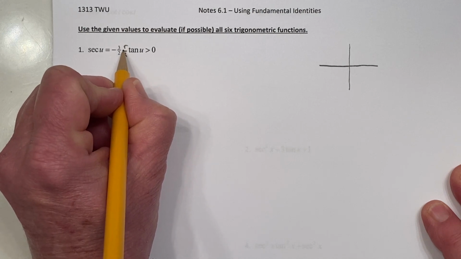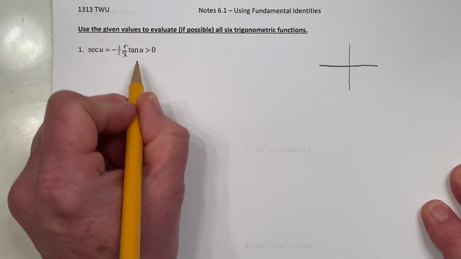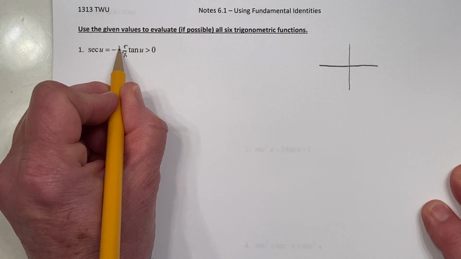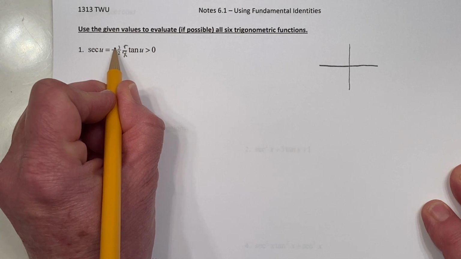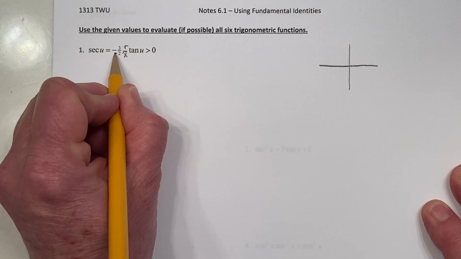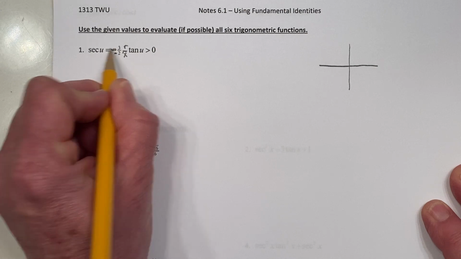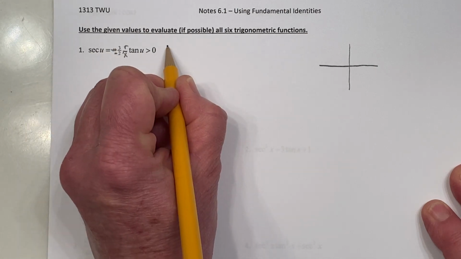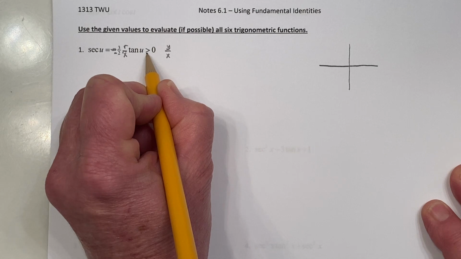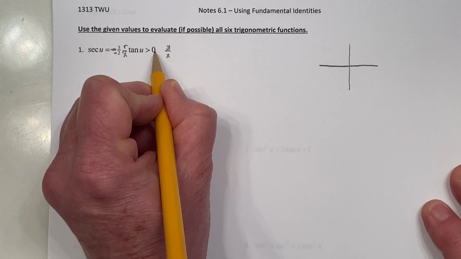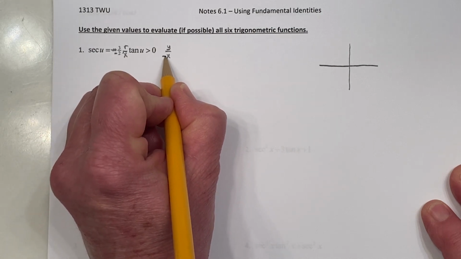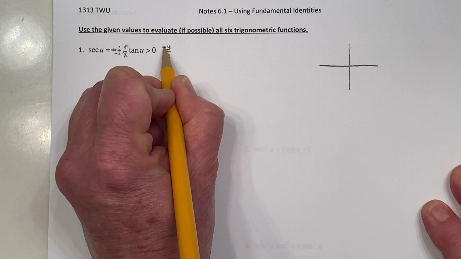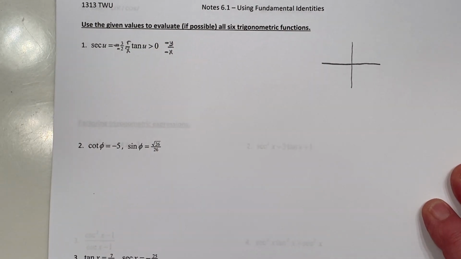Now r is the radius. It's the distance from the origin outward to the point, so we want to make sure that r value is always positive. When you look at this fraction and it's negative, the 3 is not the negative. It's going to have to be that the 2 down here, the x value, is the negative value. Now tangent is y over x, and all we know is that tangent's value is positive. Since x is negative, in order to get a positive tangent value, we have to make y negative as well.